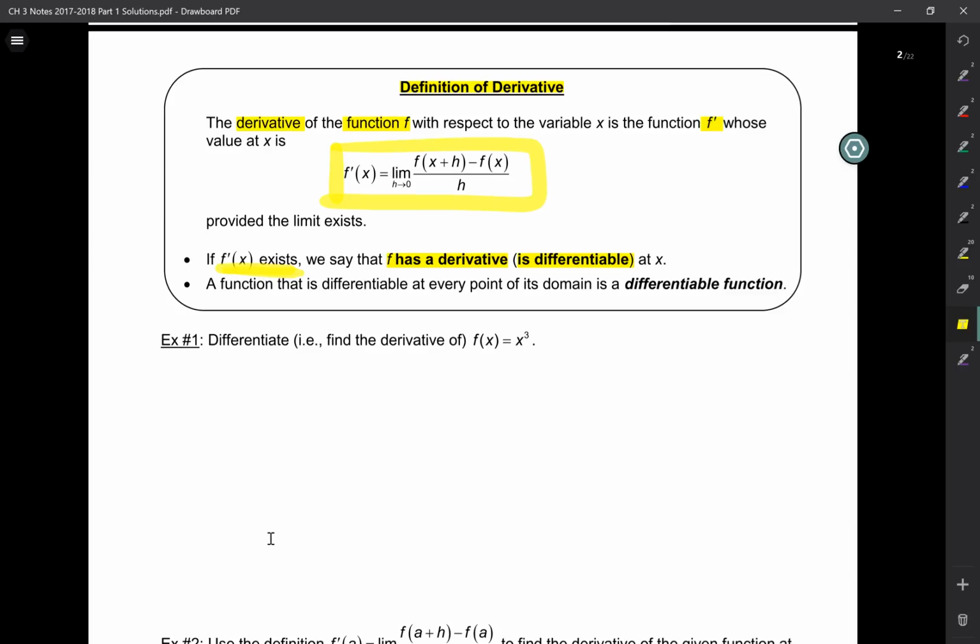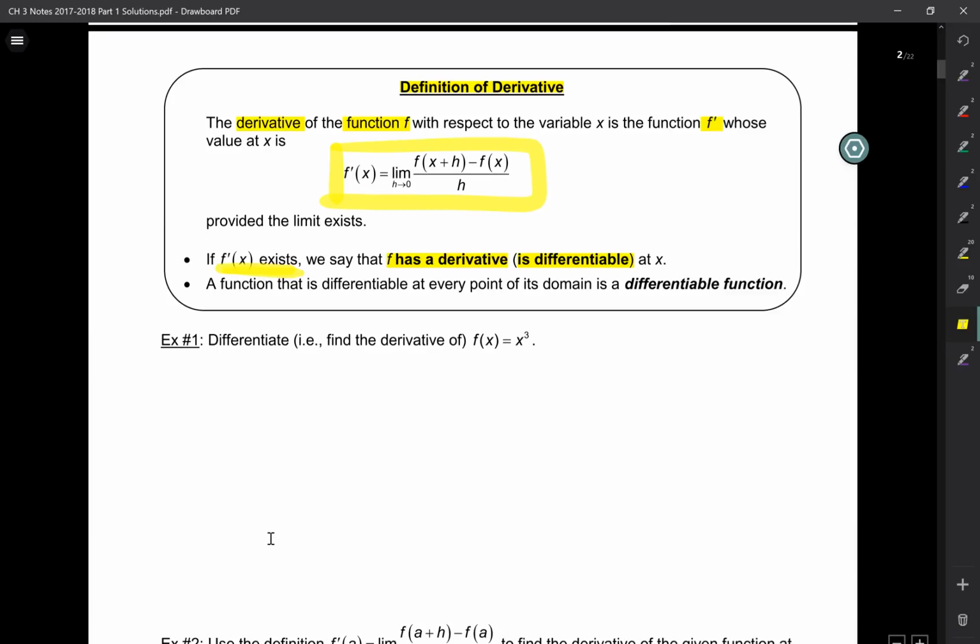Remember when we were talking about continuity? I said we can talk about continuity over the life of the function, or we can talk about, is this function continuous at this point? Same thing here. We talk about, is this function differentiable at this point? Okay?